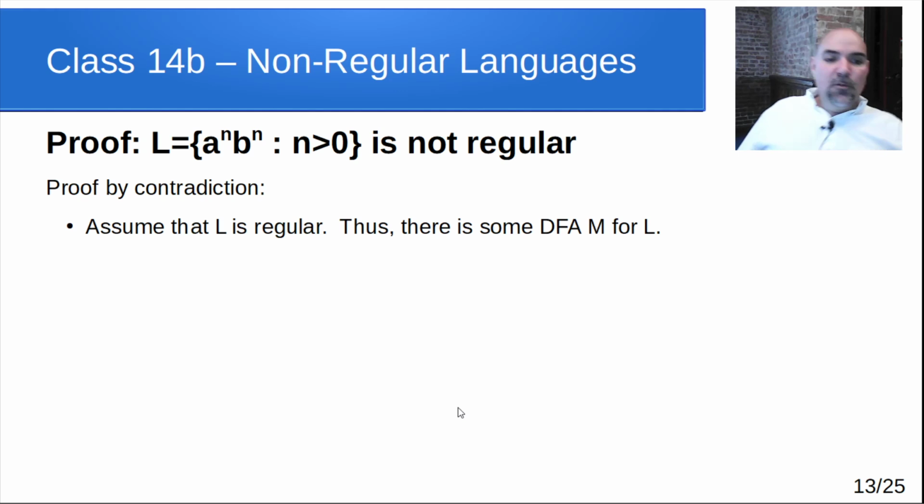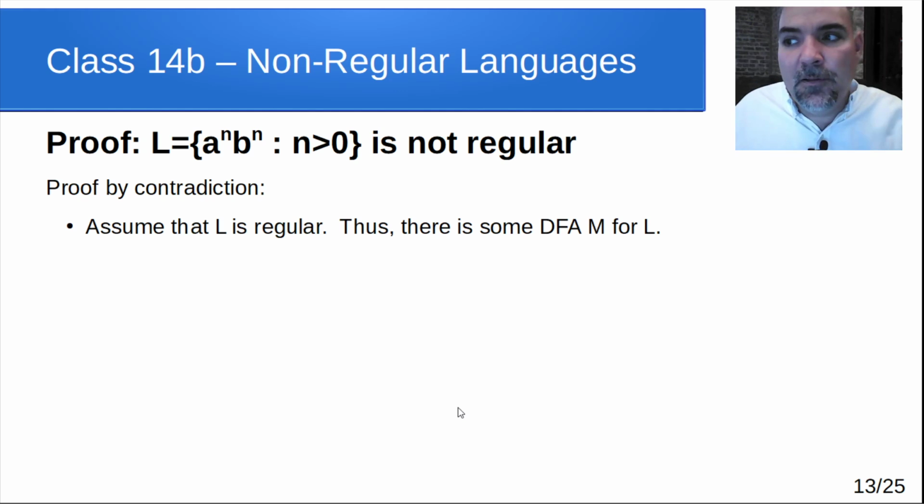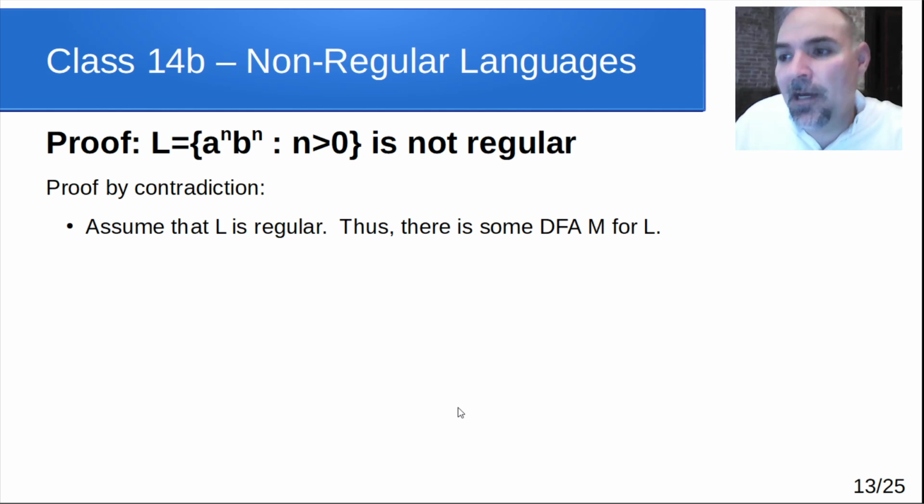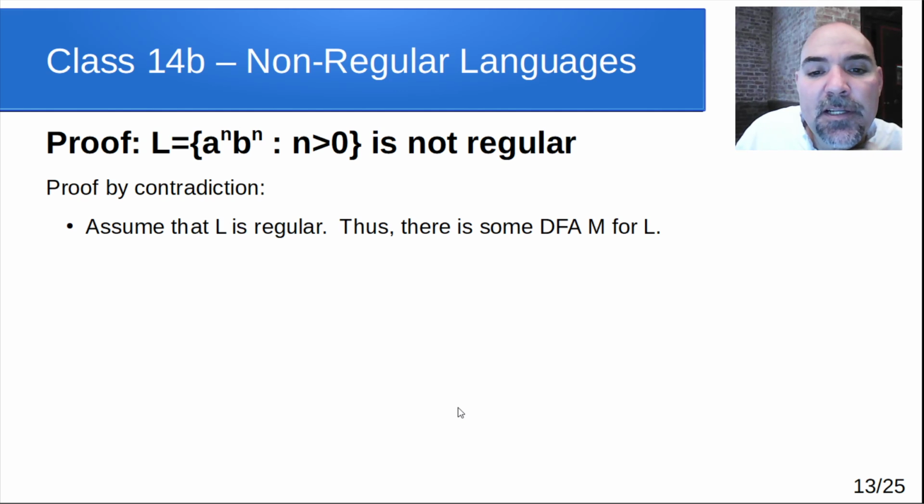And we are going to start with this assumption that L is, in fact, a regular language. And like most proofs by contradiction, we start with that assumption of the opposite of what we're trying to prove. So we want to prove it's not regular. Let's assume that it is regular. Because it's regular, there has to be some DFA, some machine M, for that language.